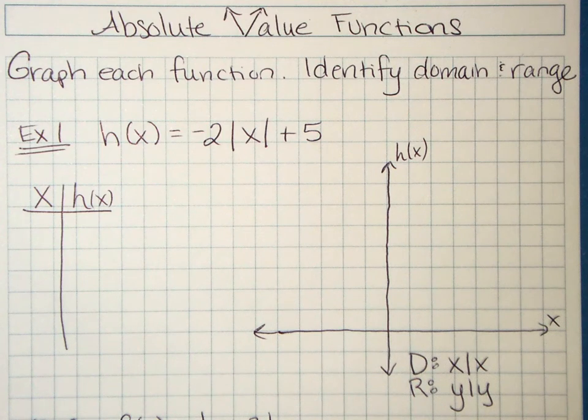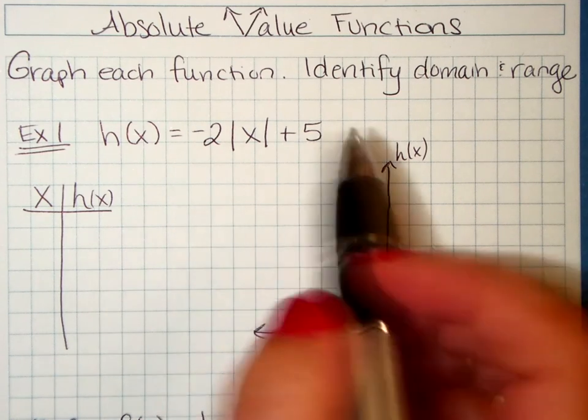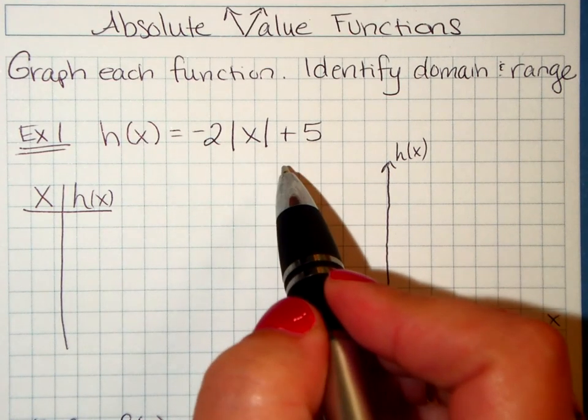Hey guys, okay, so I want to talk about absolute value functions today, and I have an example here. It says graph each function and then identify the domain and range. So our function is h of x equals -2 times the absolute value of x plus 5.